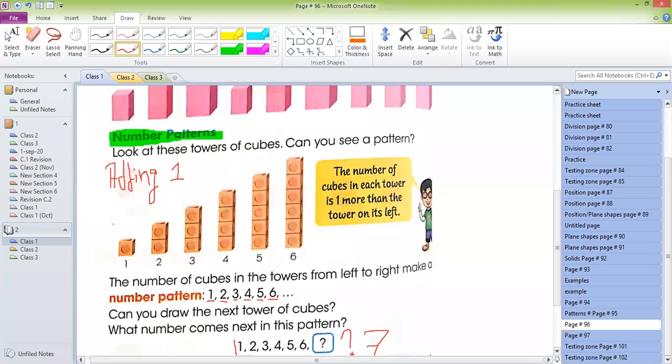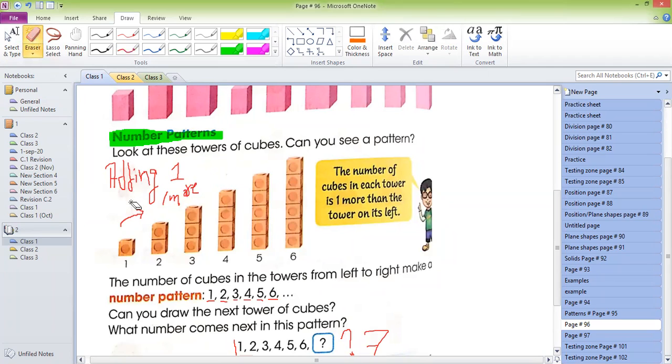If you notice, guys, from left to right, when you move from this tower to this tower, you will see that it is having one more cube. It is having one more cube than one. If you see this one, this is also having one more cube than the previous tower.